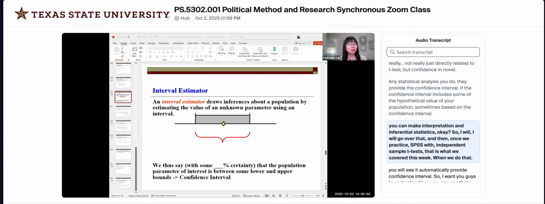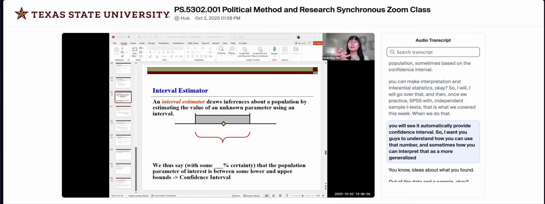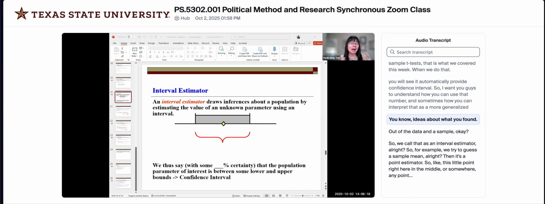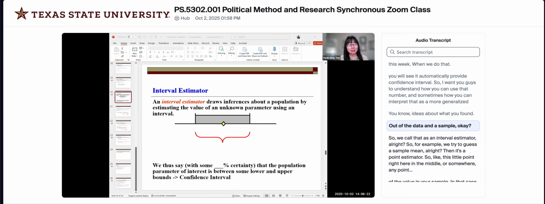Okay, so I will go over that, and then once we practice SPSS with the independent sample t-test, that is what we covered this week. When we do that, you will see it automatically provides the confidence interval. So I want you to understand how you can use that number and sometimes how you can interpret that as more generalized ideas about what you found out of the data and the sample.